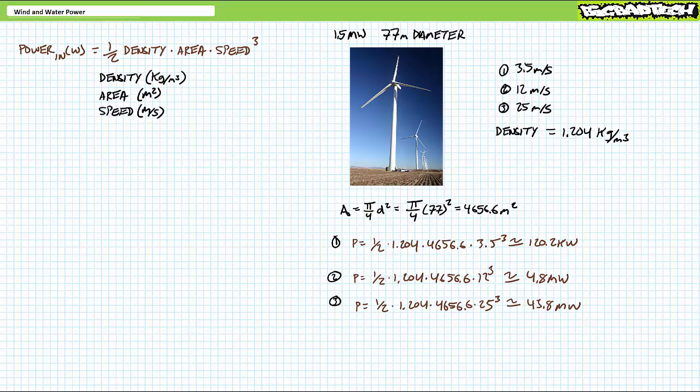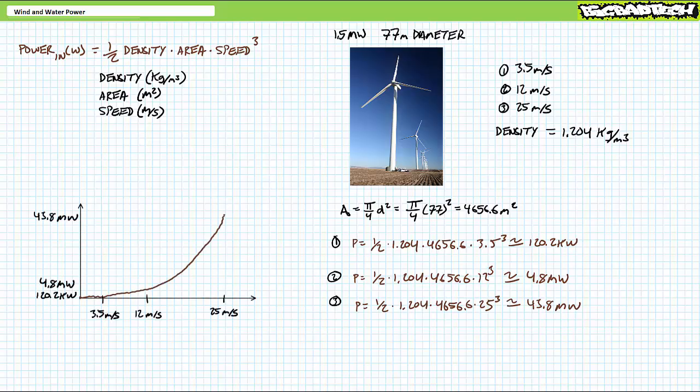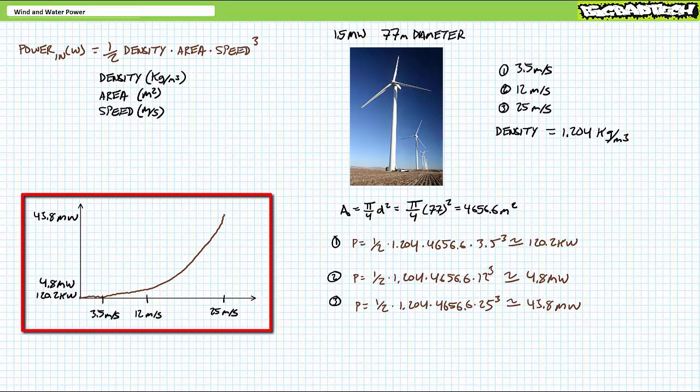You will note as wind speed progressively increases from a gentle breeze to a strong breeze to a storm, the power present in this column of wind substantially increases, as we might expect. If we continue this analysis for a range of wind speeds from 0 to 25 meters per second, a plot of power as a function of wind speed would look something like this.